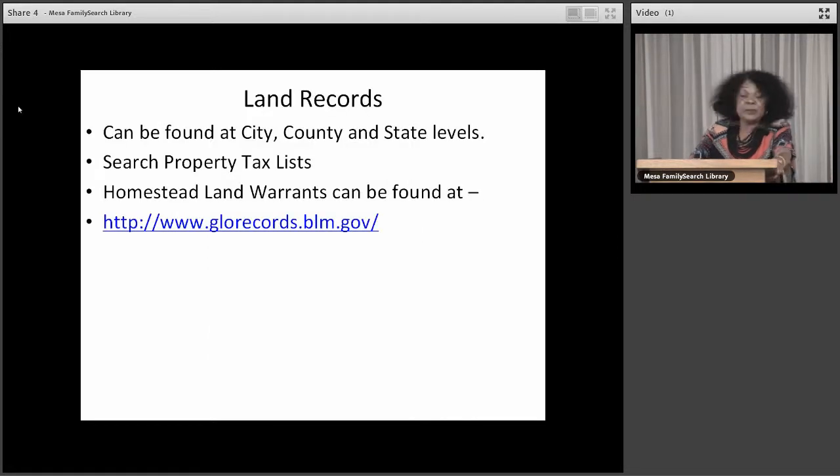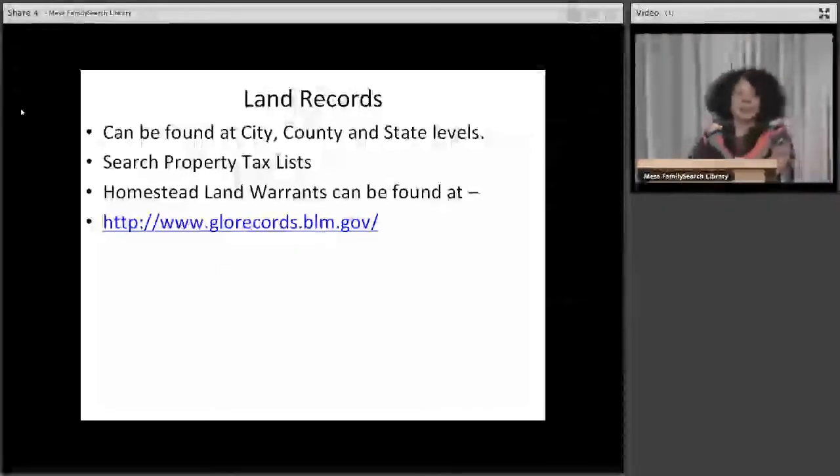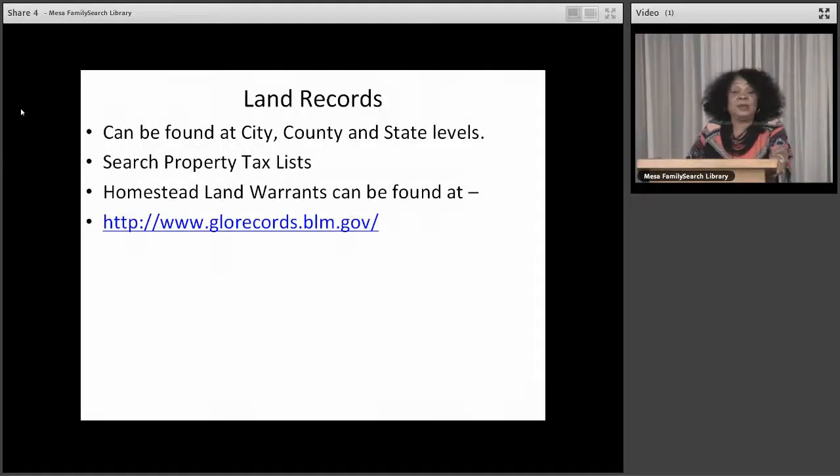Land records. You can find land records on a city, a county, or a state level. Did your ancestor own property? If he did, he paid taxes on it. It would be listed at the county clerk's office. Homestead land warrants can be found at this site. This is the Bureau of Land Management.